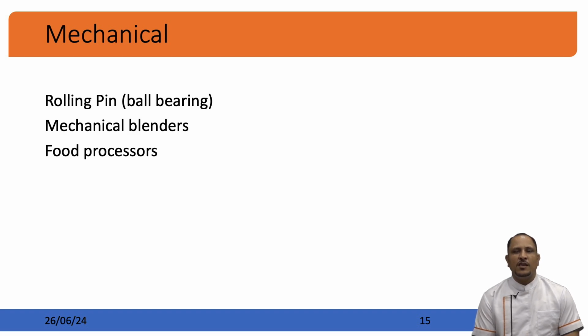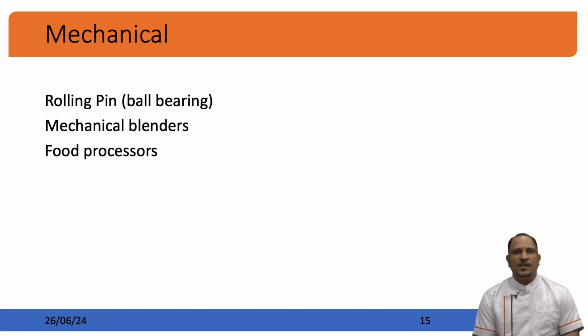Then we have mechanical blenders which are used for blending, and food processors which are used for slicing, maybe pureeing or chopping of food. They have moving blades or moving parts which help in processing of food. So the mechanical equipment will be equipment that has a certain mechanical part in it.